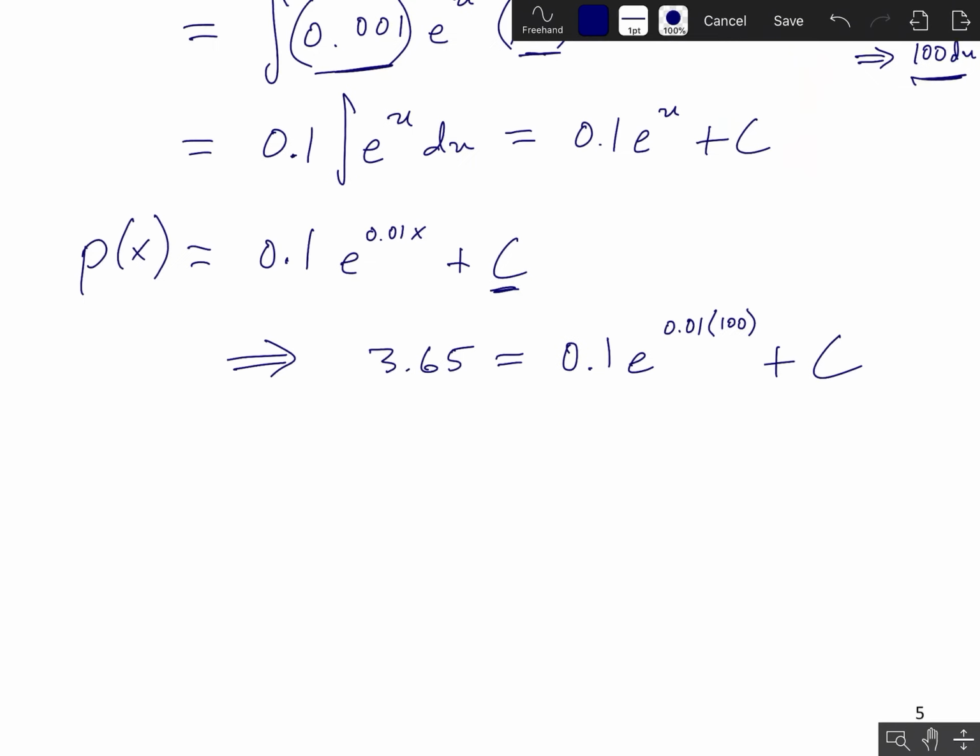Then we'll have a plus c over here. So this will be enough for us to solve for c. So this would be 3.65 is equal to 0.1 times e to the 0.01 times 100, which is just 1. So that would be e to the first power plus c.